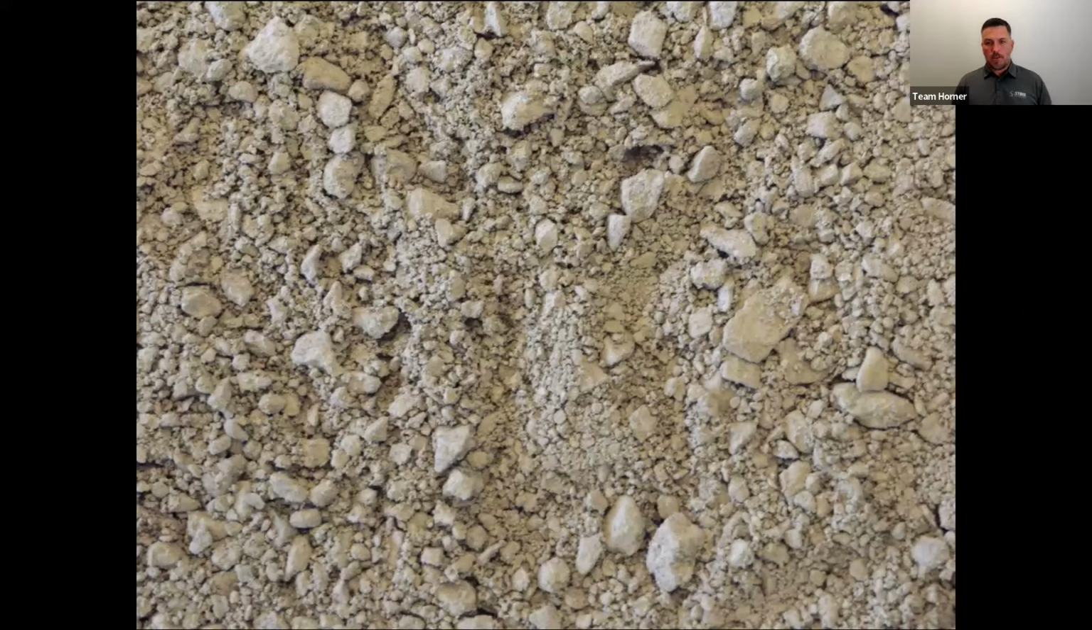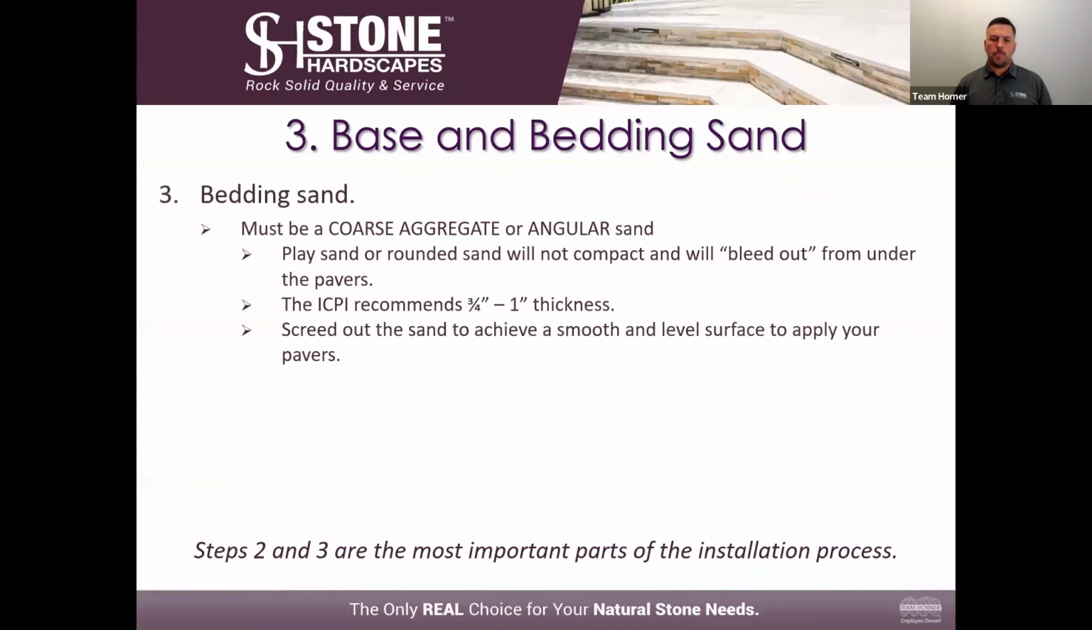The next step would be your bedding sand. Now, bedding sand must be a coarse aggregate or an angular sand. You cannot use a rounded sand or a play sand, or, in the pool industry, a filter sand. What will end up happening is that sand will bleed out from under the pavers over time, and then the deck itself will start to sag and fail. So it has to be a coarse aggregate sand.